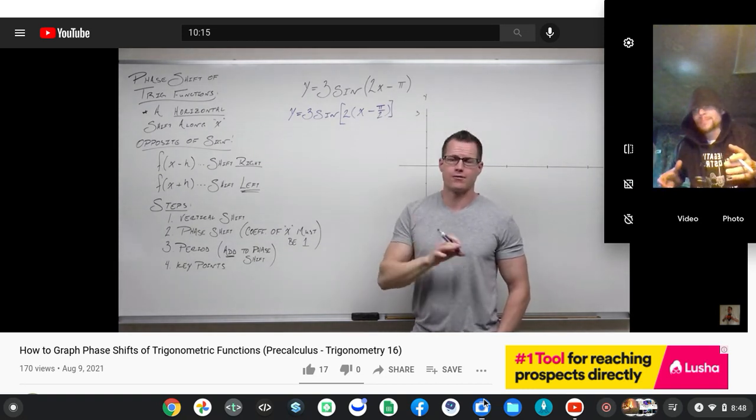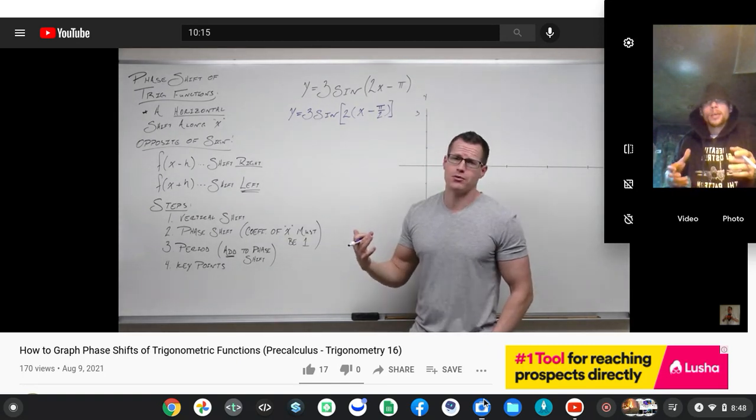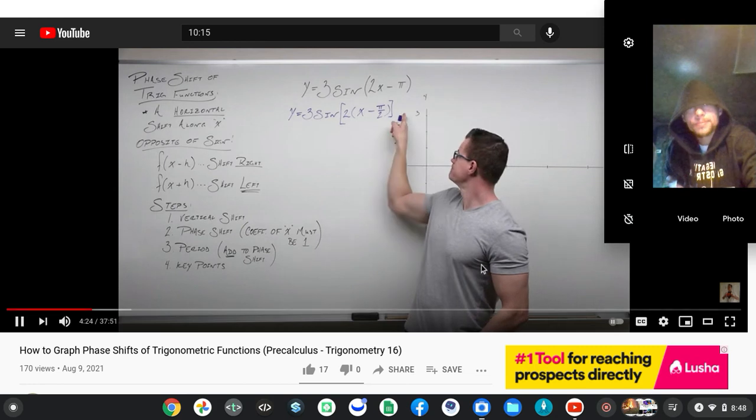Now we're ready to start identifying all of the transformations. At the end, we look for a vertical transformation first. We don't have one. A vertical shift would happen back there.